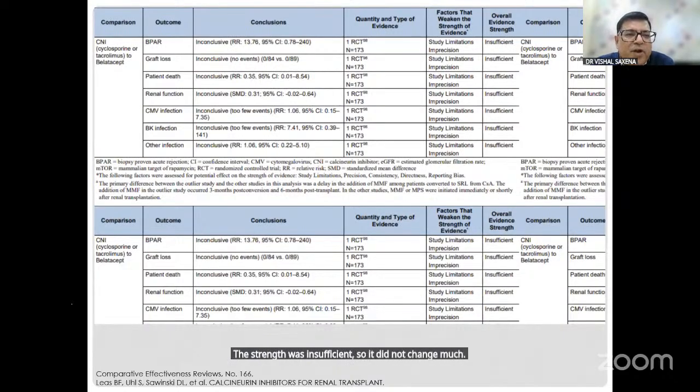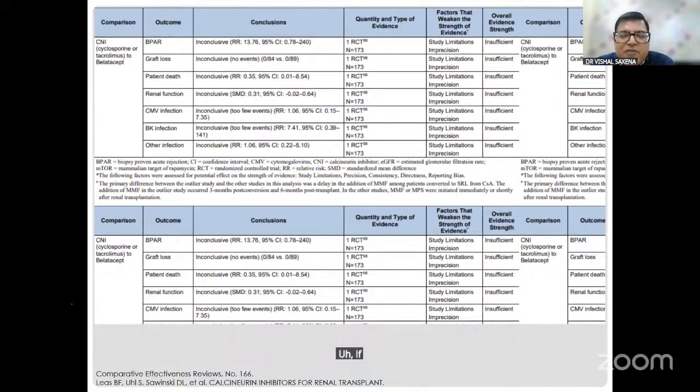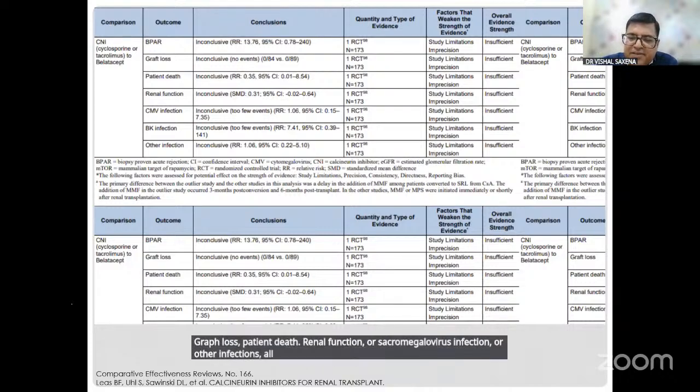CNI, cyclosporin or tacrolimus to belatacept, if you look at the strength of evidence, again, whether it was biopsy-proven acute rejection, graft loss, patient death, renal function, or cytomegalovirus infection or other infections, all strengths were insufficient.